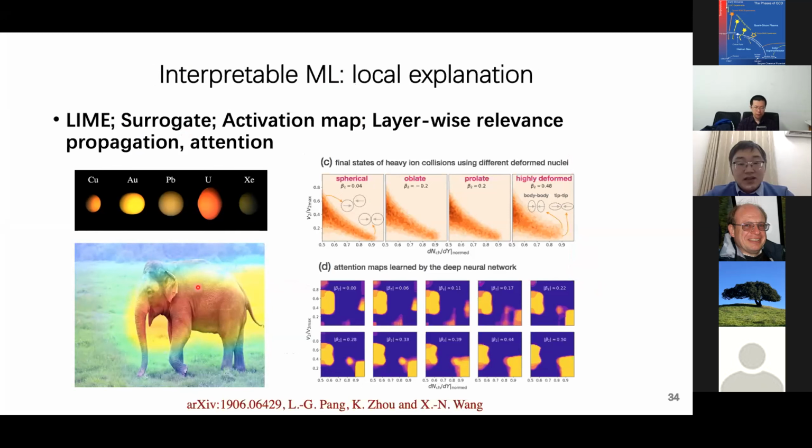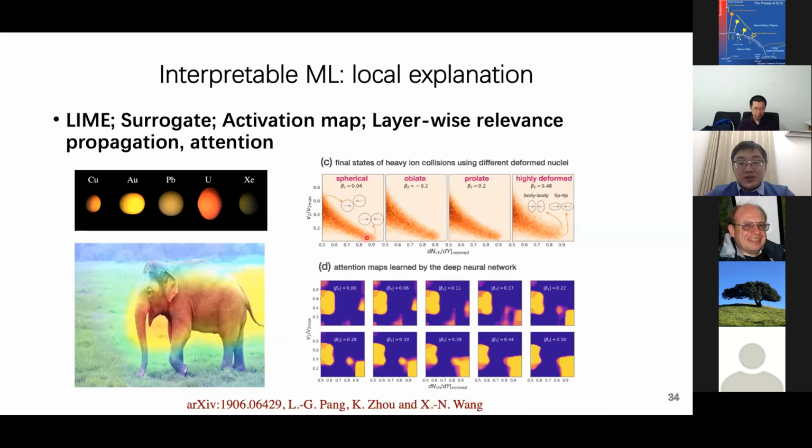In this study, we actually use the activation map method to see what has been learned in this nuclear deformation prediction task. In this task, we use the elliptic flow and charged multiplicity distribution as the input to a neural network, and the network will predict the deformation parameter beta 2.